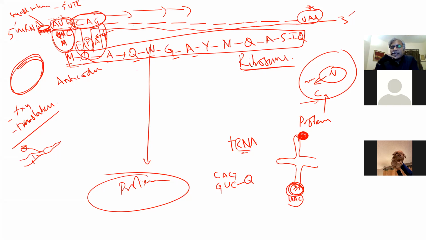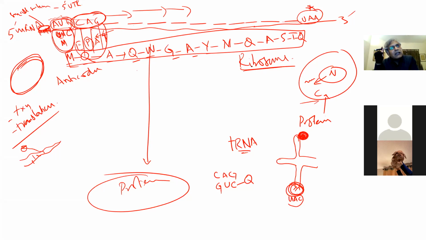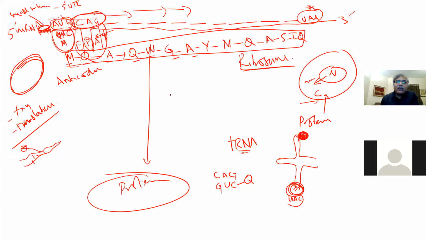Sir, just a small question. What do you mean by it carries a protein with it? Like, tRNA recognizes the codon and has an anticodon for it, and then where does the protein come from? Does it make it, or how is it converted? So what happens, if you have seen the video, there is an enzyme which is called tRNA synthetase, okay?